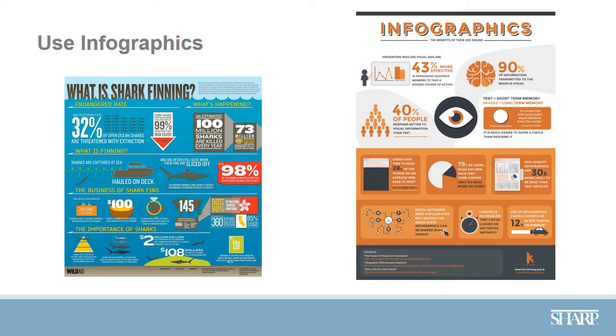So for example, on the right here, where it's talking about the benefits of using infographics online, you see the brain image here, and it says 90% of information transmitted to the brain is visual. That could be one slide, and you can talk about that slide in whatever other ways you want, but you highlight that particular statistic. Or you can talk about an estimated 32% of open ocean sharks are threatened with extinction. And what you see here is the number of sharks relative to 100. All right, that could be one image that you put on a slide.